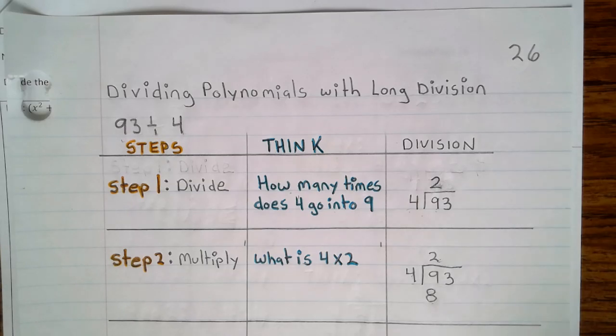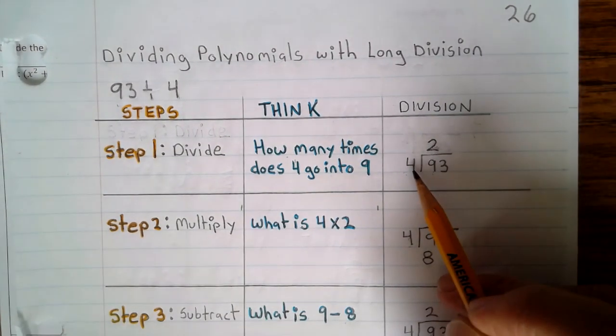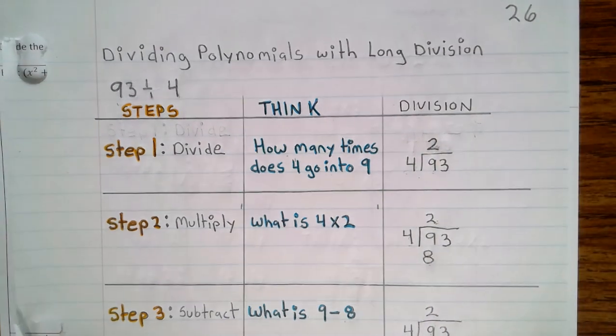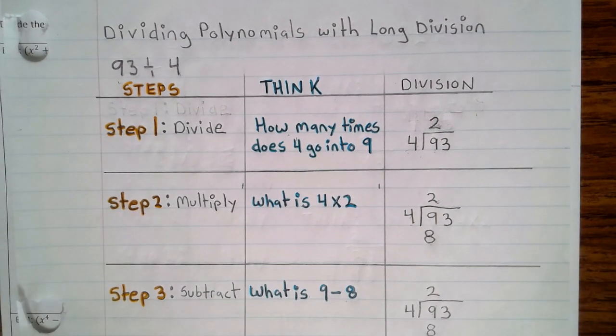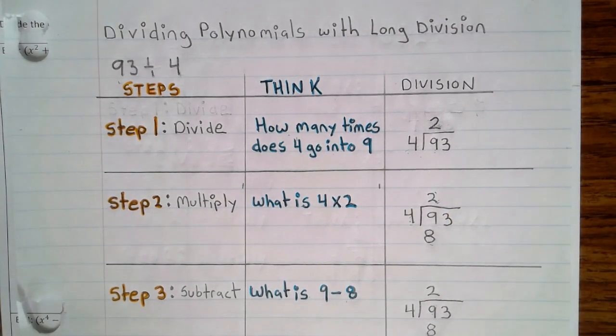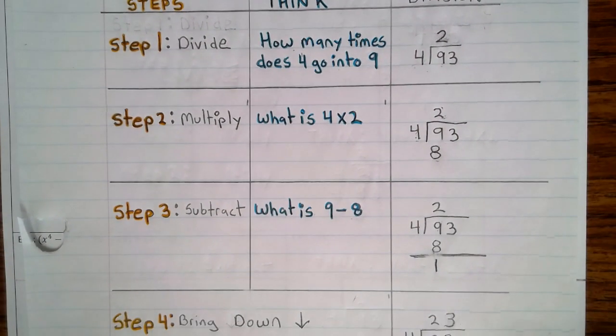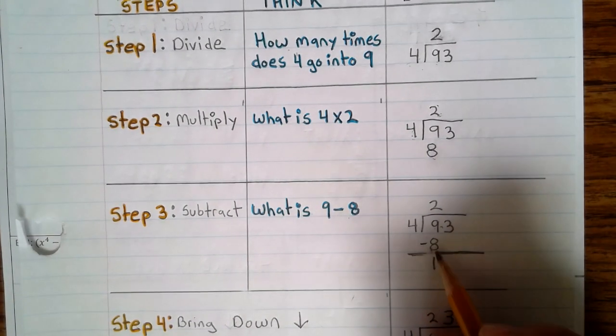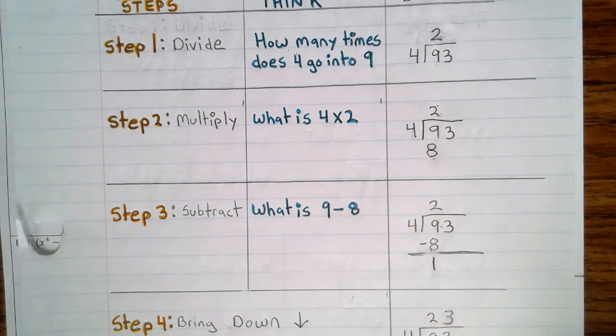Okay, well, the answer to that is 2. 4 times 2 is 8. So in step 2, we actually multiply. What is 4 times 2? Well, 4 times 2 is 8. Step 3, then we subtract: 9 minus 8, and we have 1.